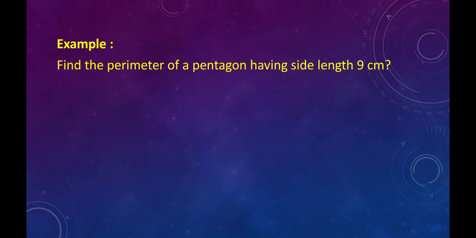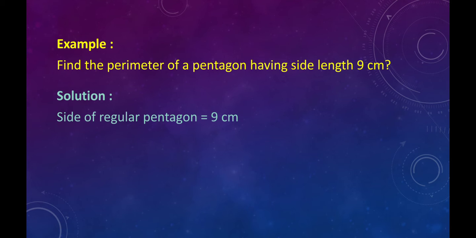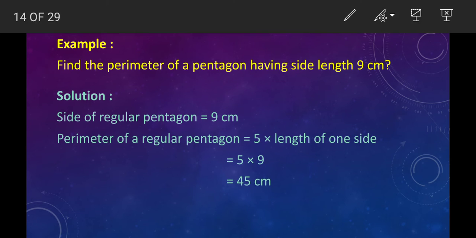Now come to an example for this one. Find the perimeter of a pentagon having a side length of 9 centimeters. Come to the solution. Side of the regular pentagon is equal to 9 centimeters. So the perimeter of the regular pentagon is equal to 5 multiplied by the length of one side. So it is 5 multiplied by 9 equals 45. Clear?